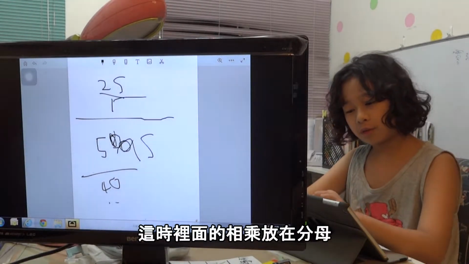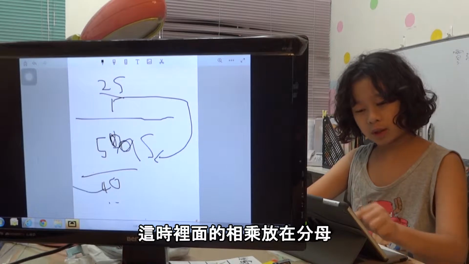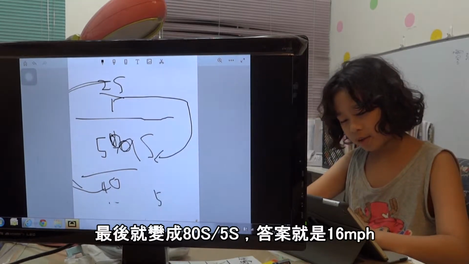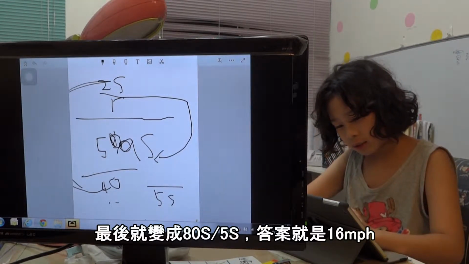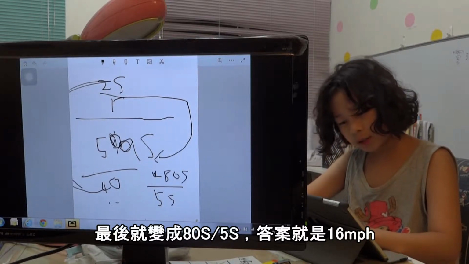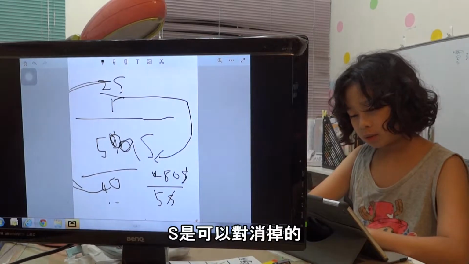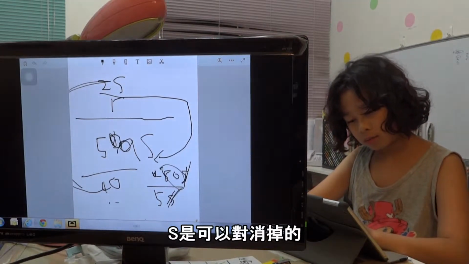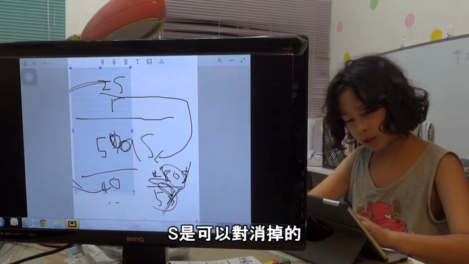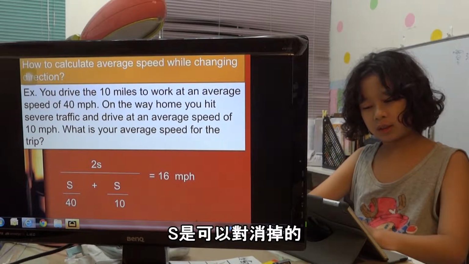Well, we know that you just multiply the middle, which is the denominator, and times the outside, which is the numerator. So it is 2s times 40 over 5s, which is 80s over 5s. So you just cancel the s. 80 divided by 5 is equal to 16. So the answer is 16 mph.